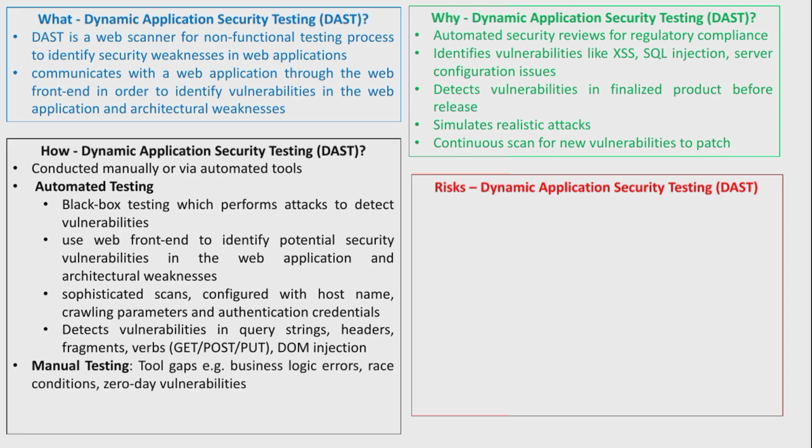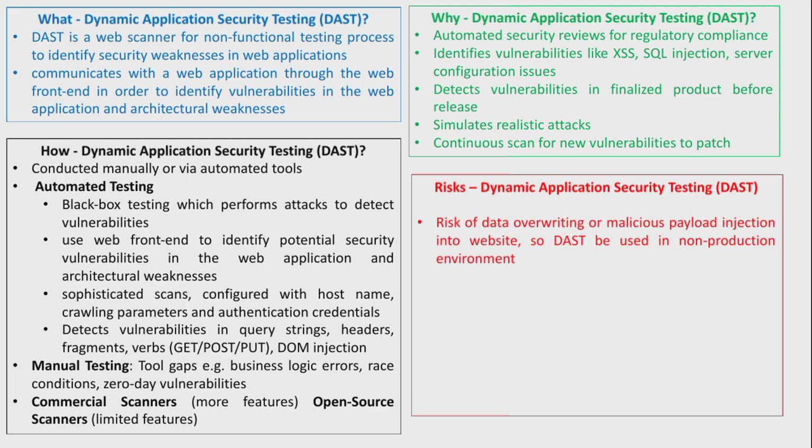Then you can also perform manual testing to cover the gaps of automated tools. For example, overall business logic of your web application, certain race conditions, and zero-day vulnerabilities. There are commercial scanners and also certain open source scanners to perform dynamic application security testing, and commercial scanners have more features.